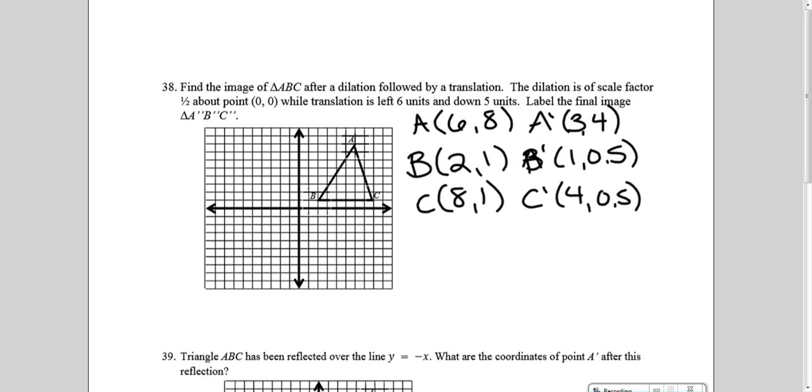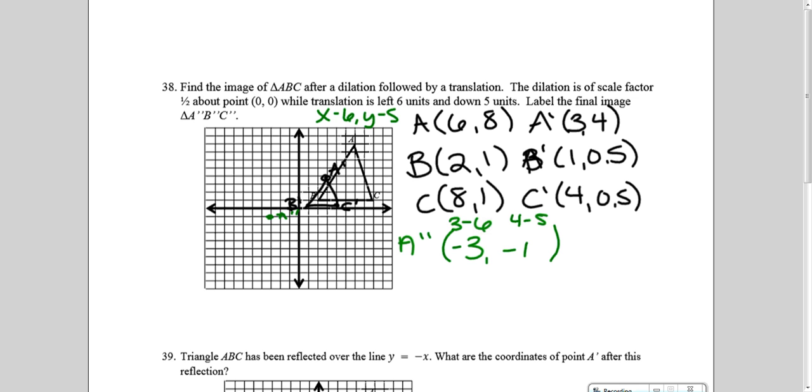I'm going to graph also. So 3, 4, here's A prime. 1, 0.5, there's B prime. And there's C prime. So here's my triangle. Then I'm going to take this and go left 6, down 5. So for A double prime, left 6 means I'm doing x minus 6, and down 5 means y minus 5. So 3 minus 6 is negative 3, and 4 minus 5 is negative 1. So A double prime ends up at negative 3, negative 1.